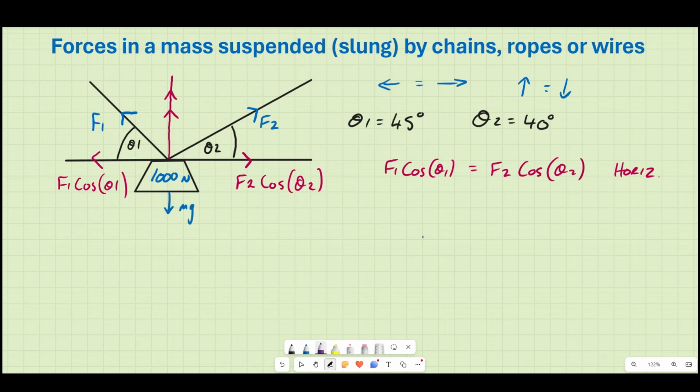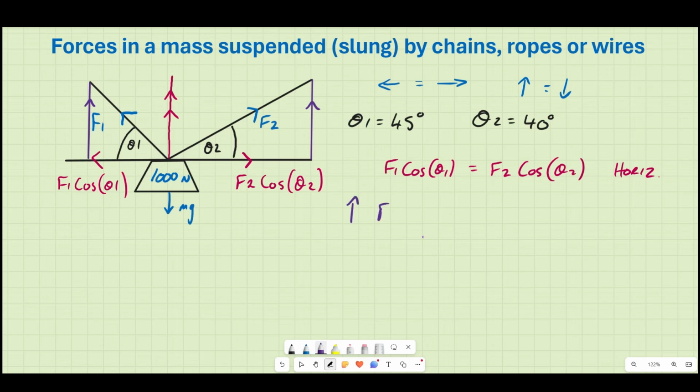Now let's look at the vertical components. We can label the vertical component of F1 there, and the vertical component of force 2 there. What we can say from here is the overall upwards forces must equal the overall downward force, otherwise the mass would move up or down, and that's the same for the horizontal ones.